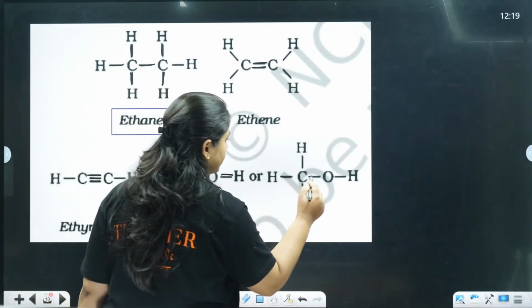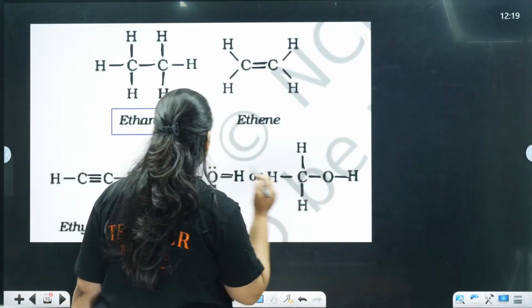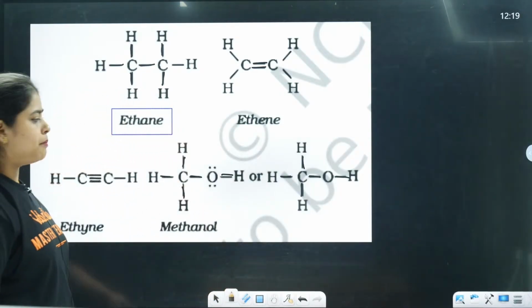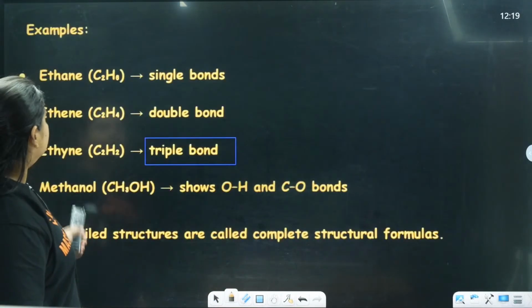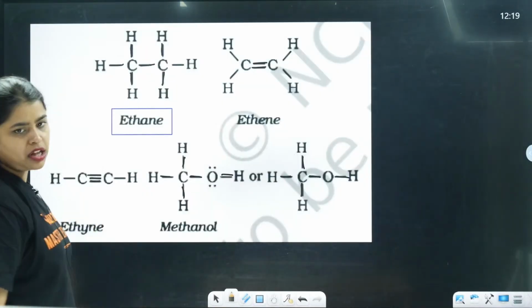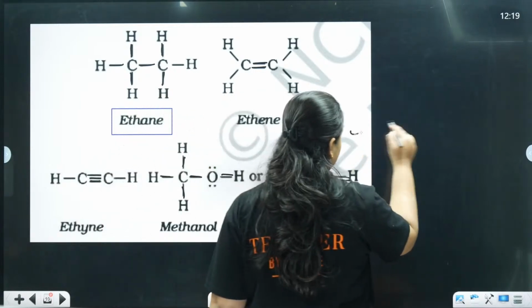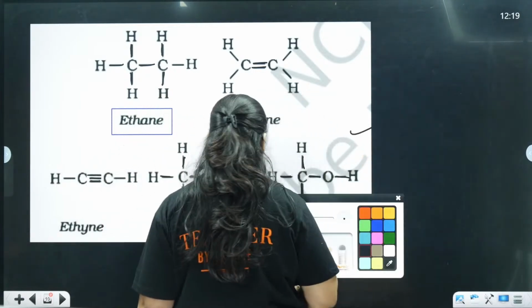Single bonds, or we can draw the structure in this way also, they are telling us. Clear? These are all methanols. Simple examples. Previously, these simple examples were given in the structure form. Structures are also very important. They might ask questions on this also.